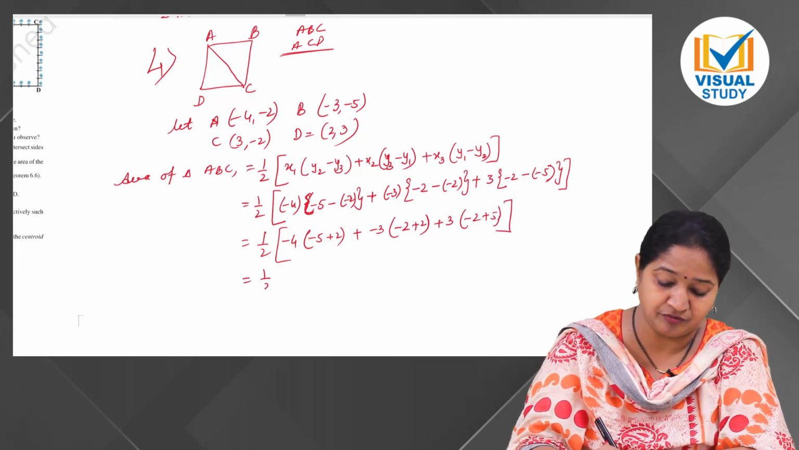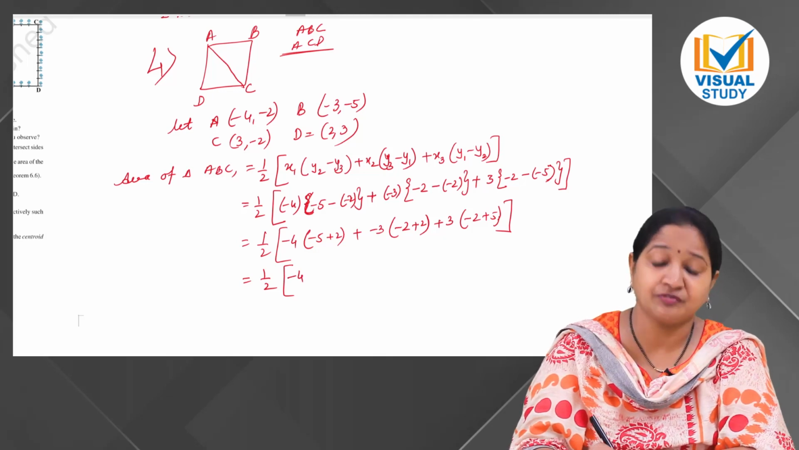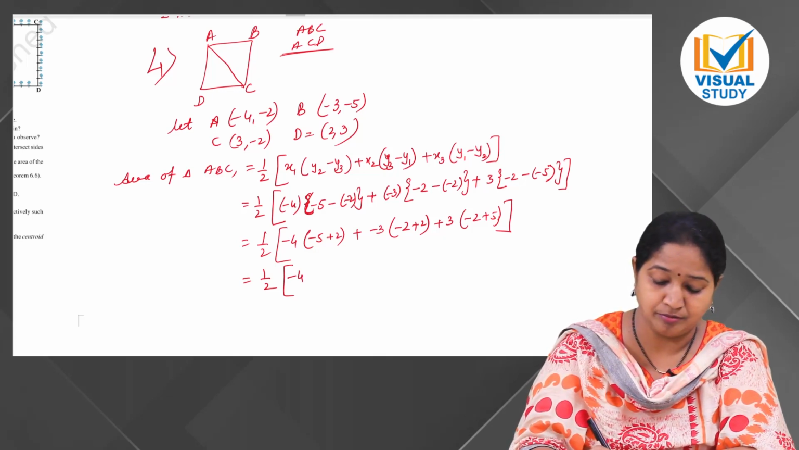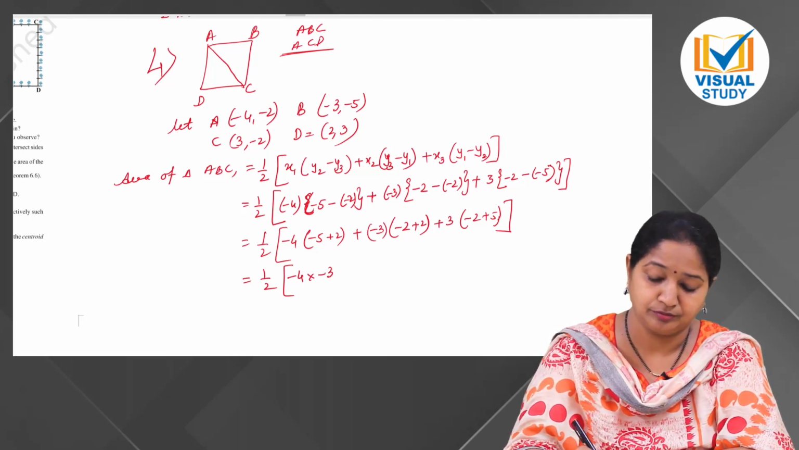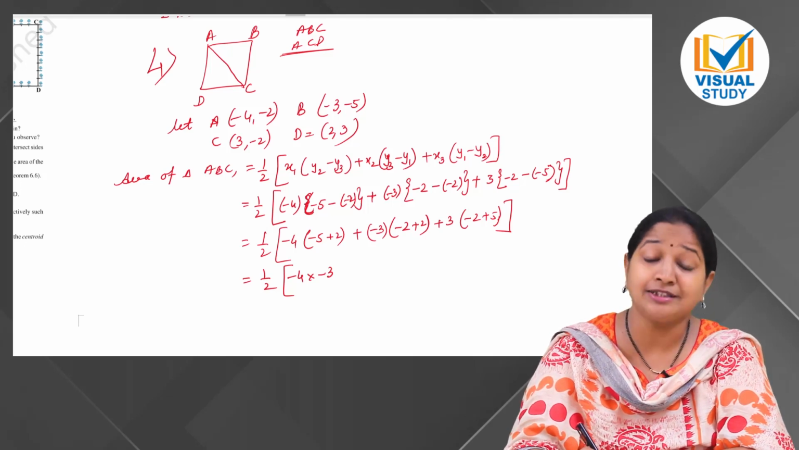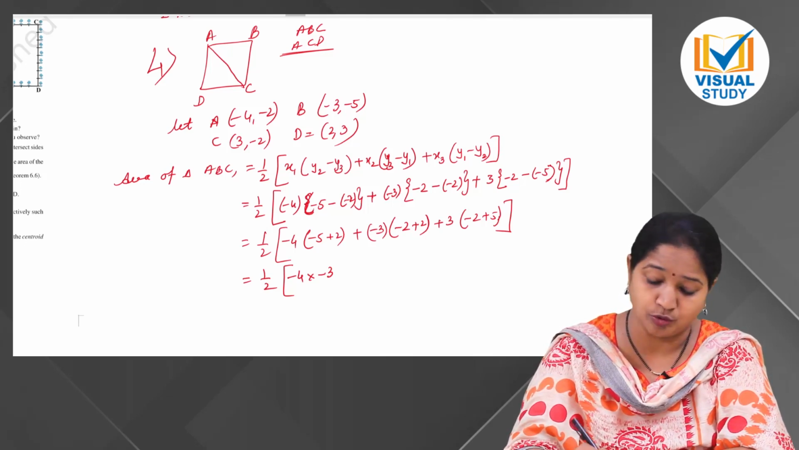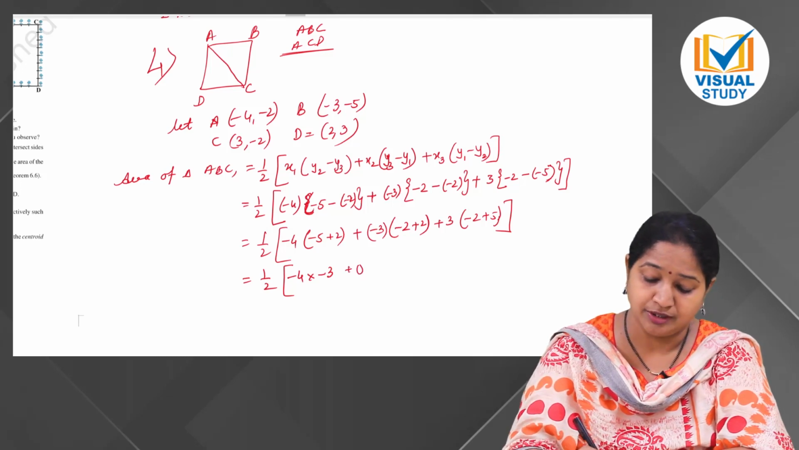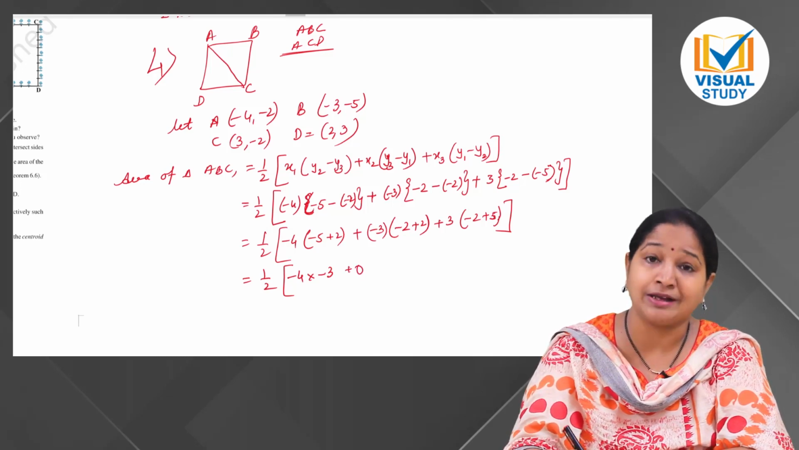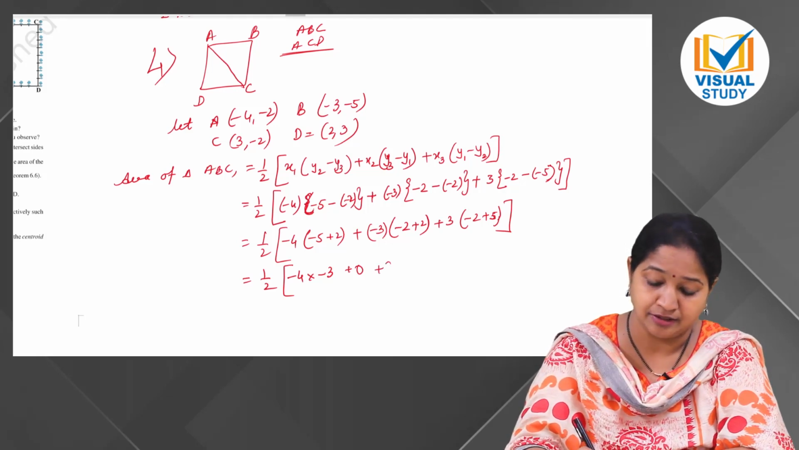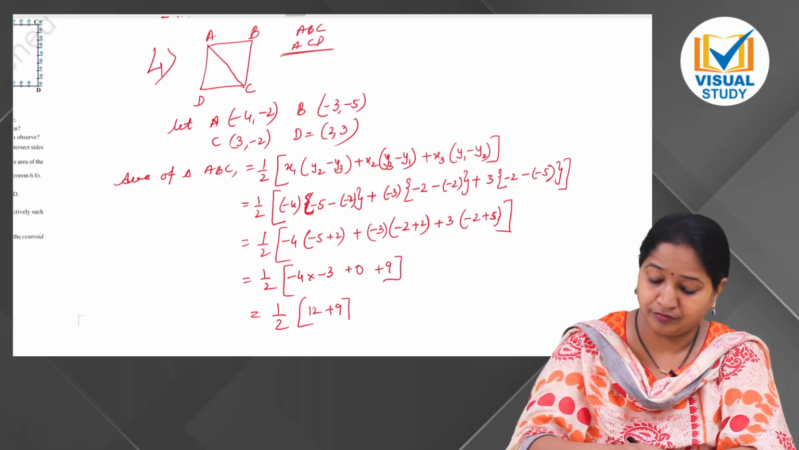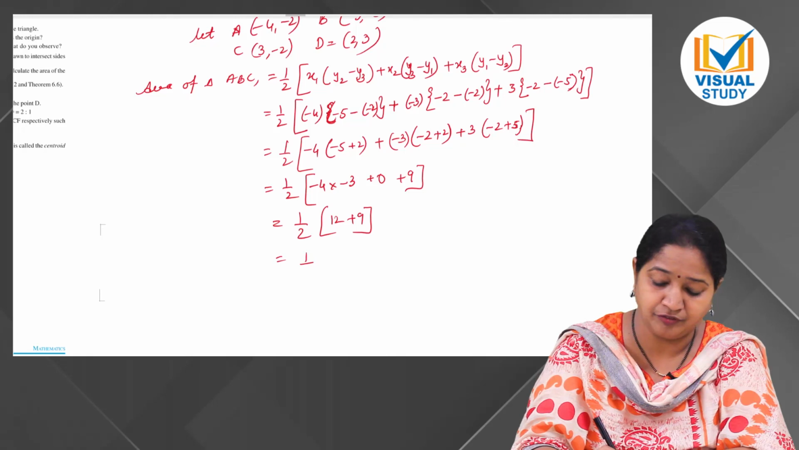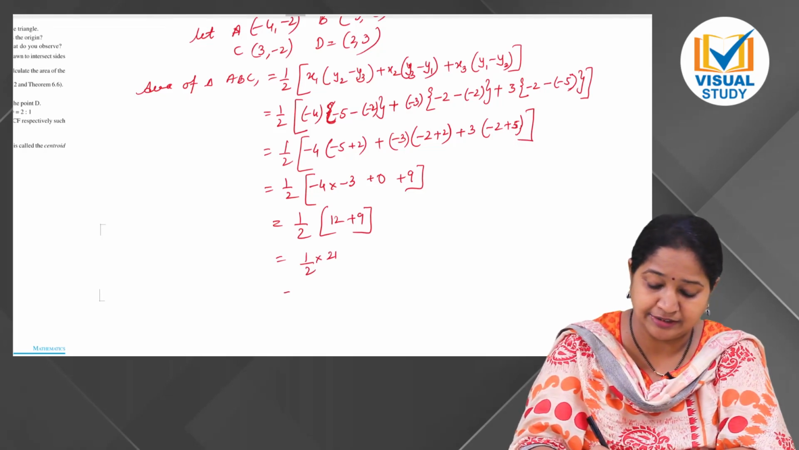That is equal to half of -4 times (-5 + 2), which is -3. Now minus into minus is plus, so -2 + 2 is 0, and 0 into -3 is 0. Here also 5 minus 2 is 3, and 3 into 3 is 9. And what you get is half of (12 + 0 + 9), and that is half into 21, and that is 10.5 square unit.